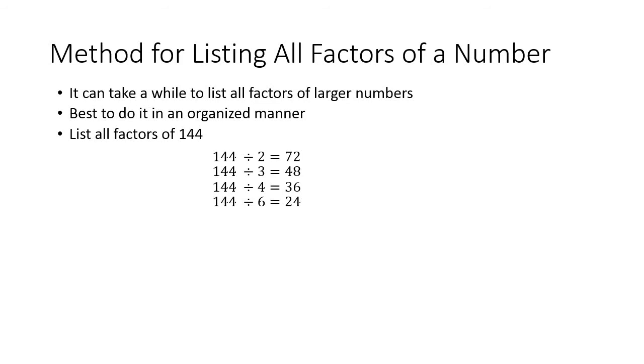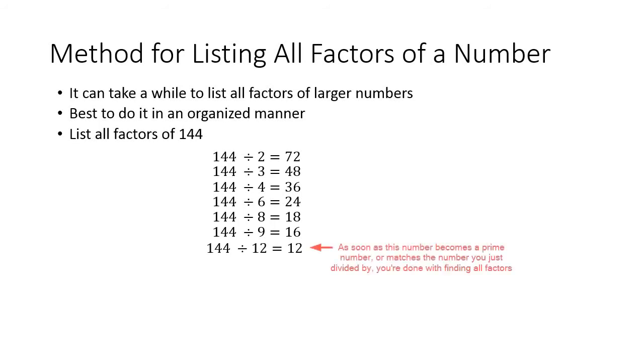But 6 will go in. 7 won't go in, but 8 will go in. 9 will go in. And 12 will go in. Now, as soon as this number on the right-hand side becomes a prime number or matches the number you just divided by, you're done with finding all factors. So in our case, we divided by 12 and it equaled 12. So you got the same number that you divided by, you're done finding them all.